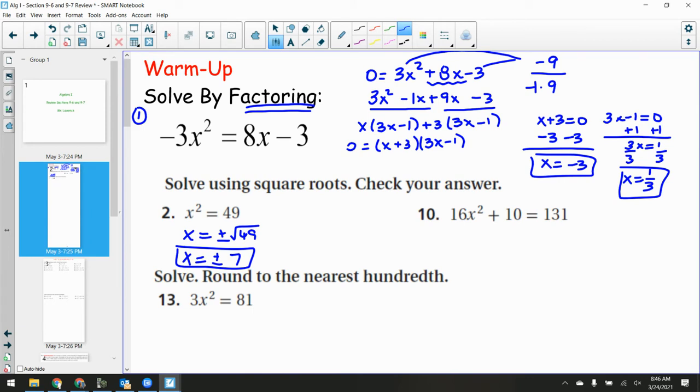What are we going to miss points on tomorrow? Forgetting the plus or minus. That's pretty much it. Or, a lot of people try to just divide by 2 when they go to take a square root. That sometimes happens. I don't know why that happens. I had somebody ask me yesterday, where's the square root button?